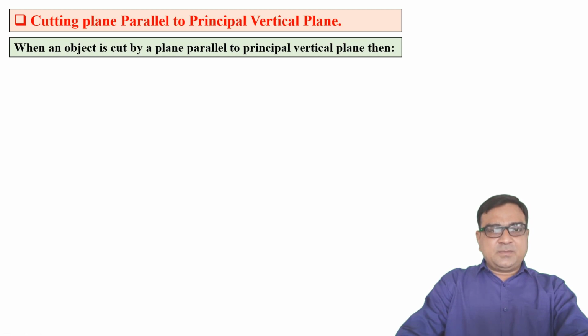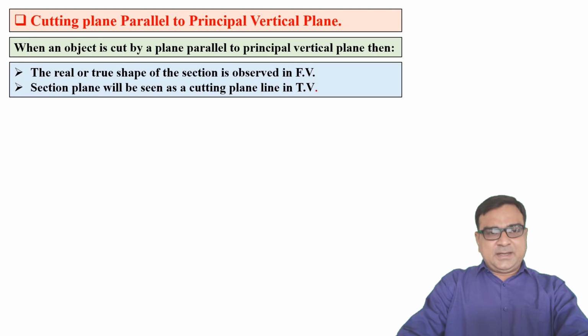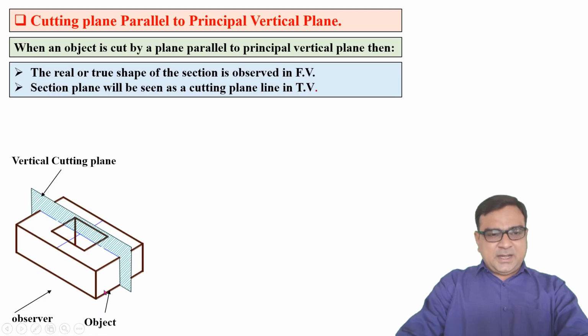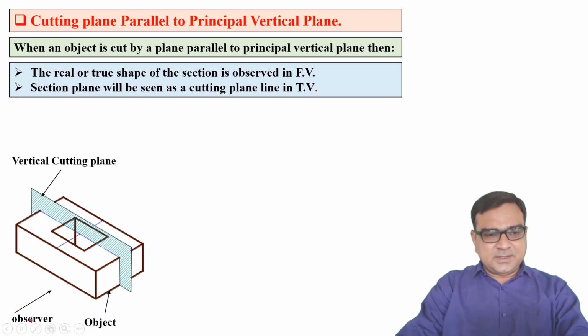Now here, when the object is cut by a plane parallel to the principal vertical plane, then the real or true shape of the section is observed in the front view, and the section plane will be seen as the cutting plane line in the top view. For example, here I have an object. This is the position for the observer. This is one rectangle prism in which there is a rectangle hole centrally.